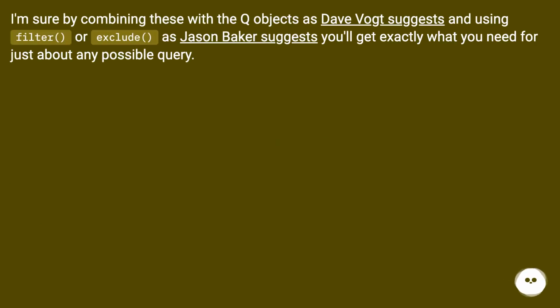I'm sure by combining these with the Q objects, as Dave Voigt suggests, and using filter or exclude as Jason Baker suggests, you'll get exactly what you need for just about any possible query.